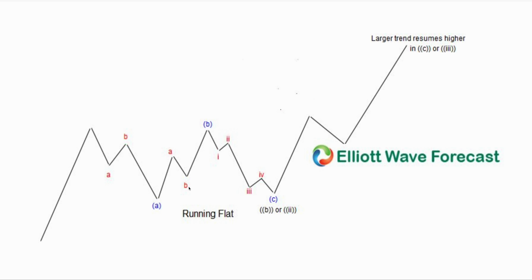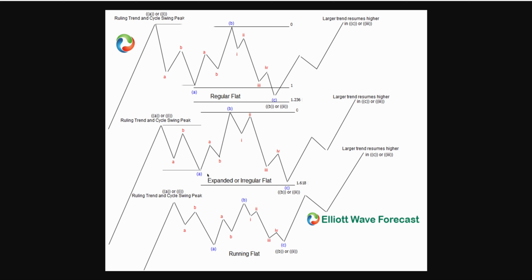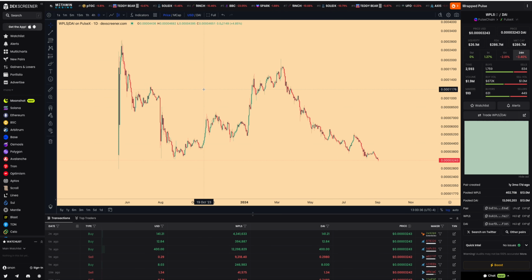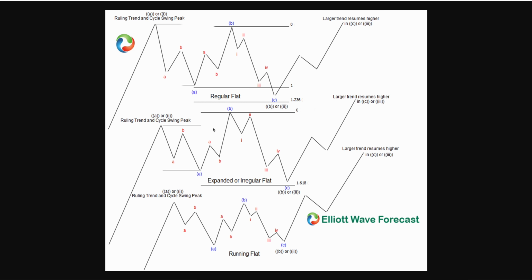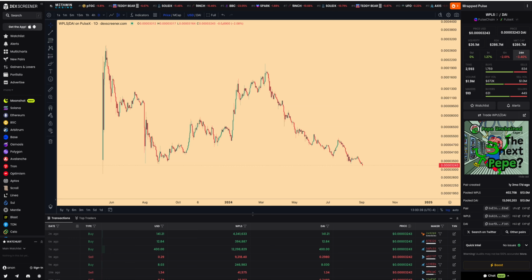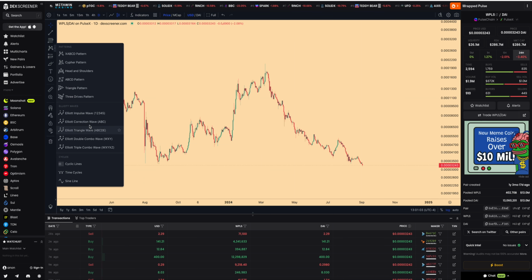We're just printing a 3-3-5 Elliott wave flat pattern. These are the different types of flat patterns that can be seen in the markets. Okay, and we can even see that PulseChain is doing the same thing, right? We see that PulseChain is doing an expanded flat where the C wave comes down below the A wave. This is a regular flat, my apologies. The B wave slightly terminates below the high of your A wave, and then your C wave terminates below the bottom of your A wave. Okay, so this is PulseChain right here.